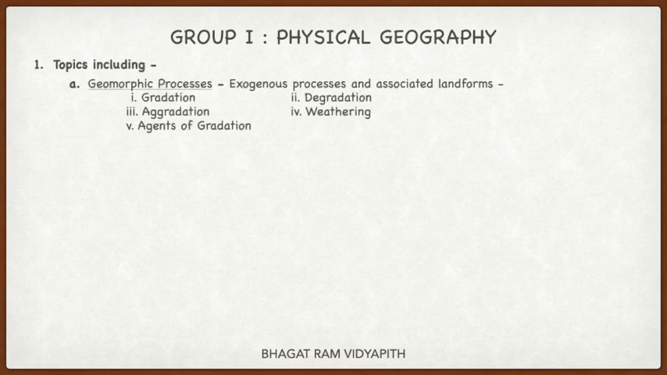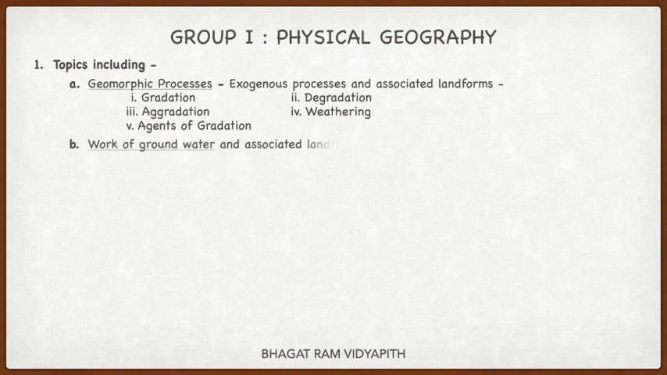And now we will see how group 1, which is physical geography, is divided into subchapters, and in detail, what topics need to be covered. The first section will include topics like geomorphic process, exogenous process and associated landforms. That shall include gradation, degradation, aggradation, weathering, and agents of gradation.